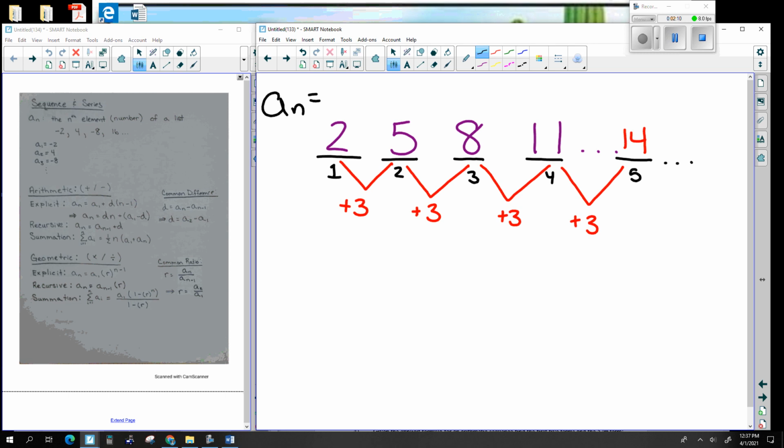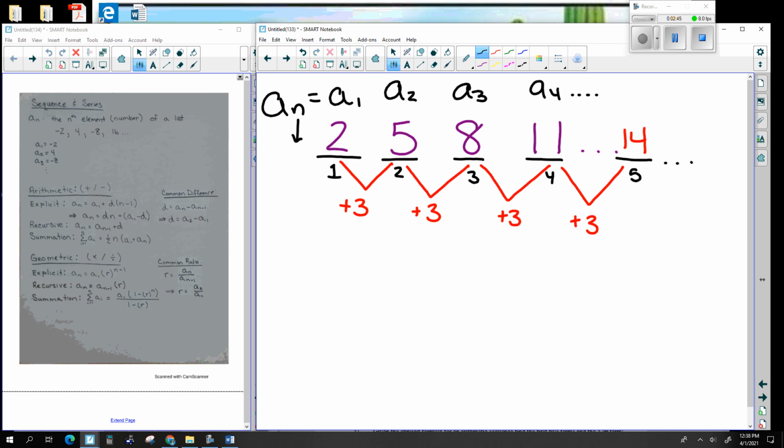So this 2 is technically a_1. This 5 is technically a_2 because it's the second number of that set. A_3, a_4, et cetera. So what a with a subscript is, is a number. It's a number. And then n, again, is the element that you want to talk about.